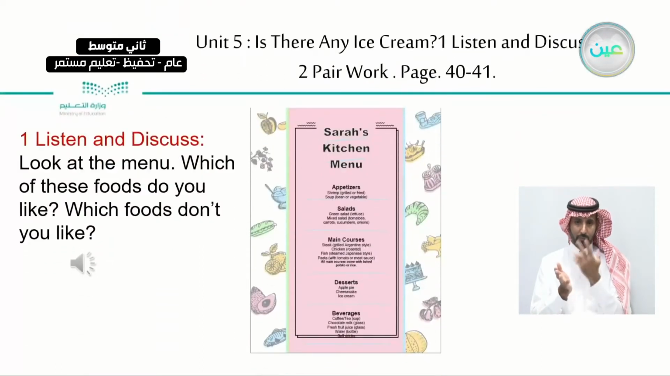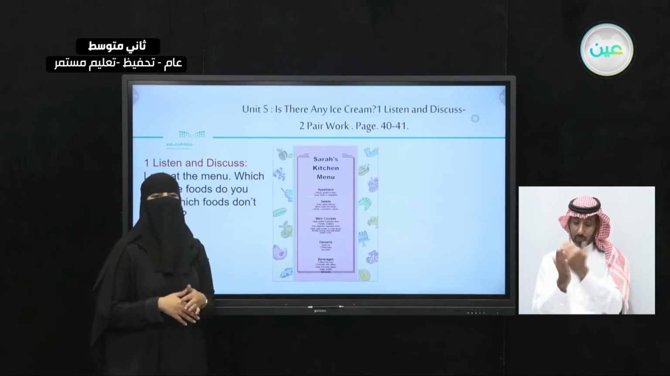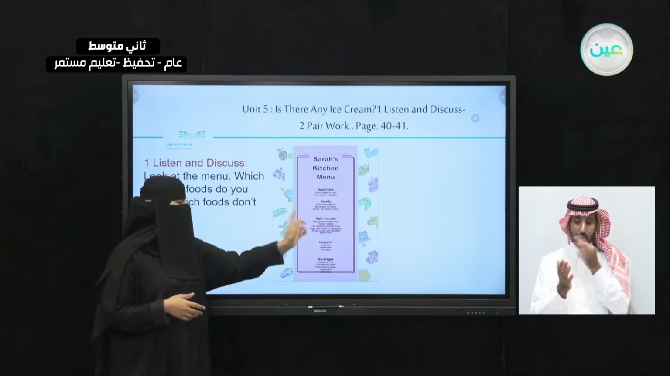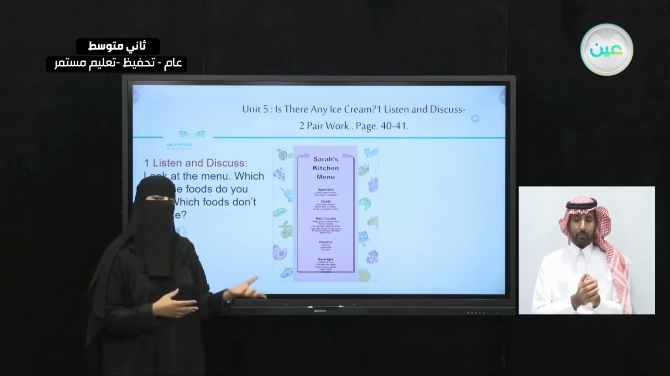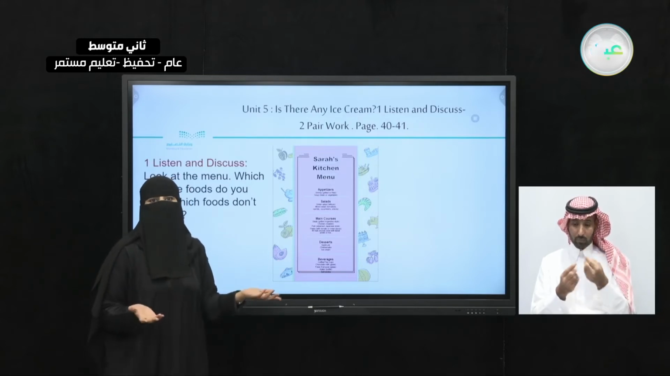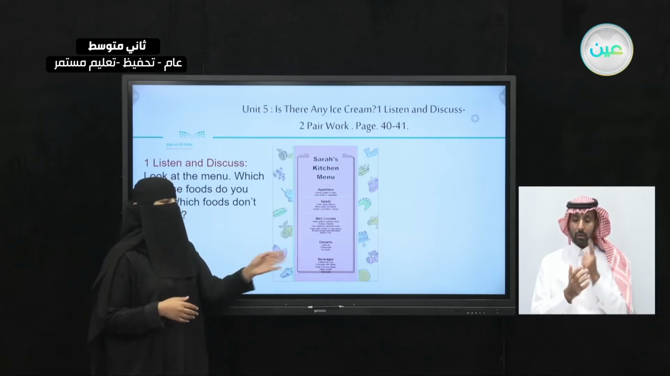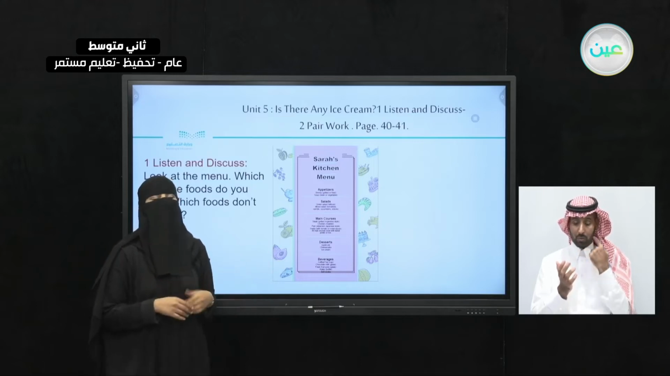Now, let's take a look at this menu here. So, look at the menu. Which of these foods do you like and which foods don't you like? So, in the menu, you can see a list of foods. So, you can see appetizers, salads, main courses, desserts, and beverages. So when you go inside the restaurant, do you want to just drink something or do you want to have a meal? You can check the menu and choose your preferences. Choose the things that you like to order.